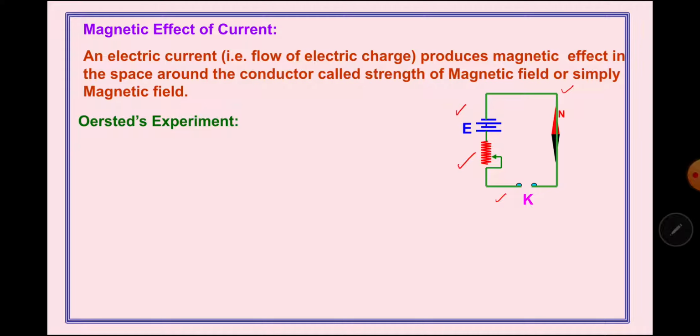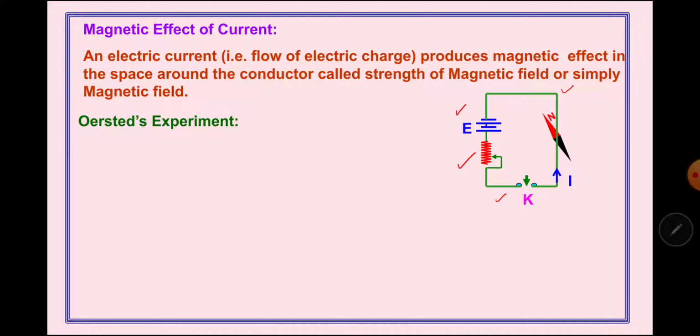So that magnetic compass or magnetic needle has been kept below that wire. If on flow of current that magnetic compass shows some deflection, that will clearly indicate that this circuit has got a magnetic field, that the wire which is carrying current has got a magnetic field. So let us see what happens when this key is closed.